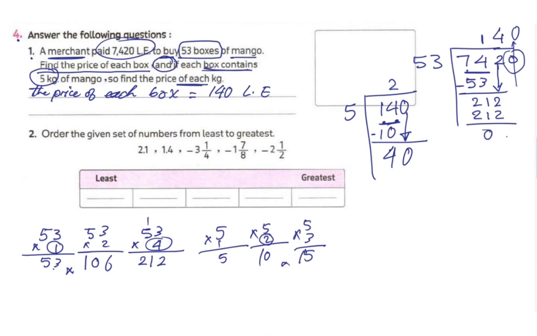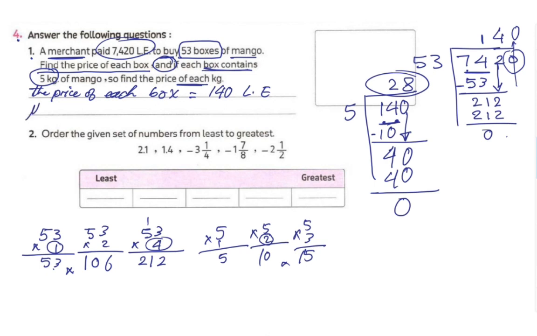We have 40 divided by 5. 40 divided by 5 equals what? What's the number times 5 equals 40? Of course, it's 8, because 8 times 5 equals 40. And finished. So there is no remainder, and the quotient here is 28. So 28 is the price of 1 kilogram.